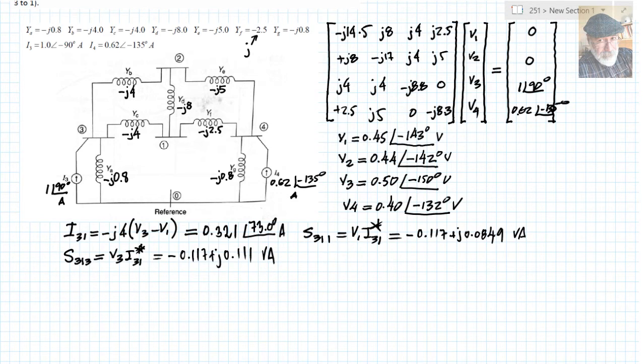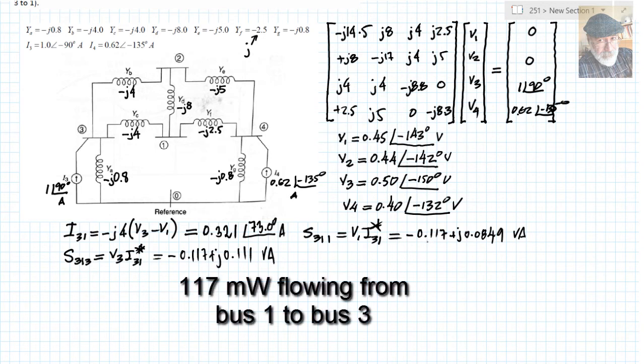Observe those powers flowing through the link 3-1, the one that arrives in bus number 1 and the one that leaves bus number 3. The first thing we notice, and no surprise there, because there is no resistive component to that link, is that the active power is the same on both sides. Negative, that means that it's actually flowing from bus 1 to bus 3. So we have 117 milliwatts flowing from 1 to 3 through that link.